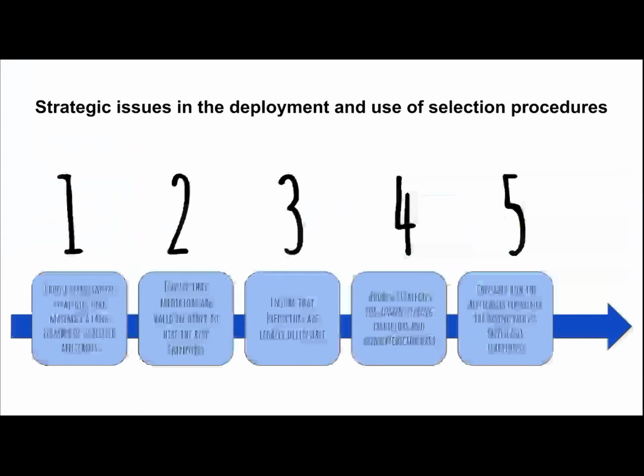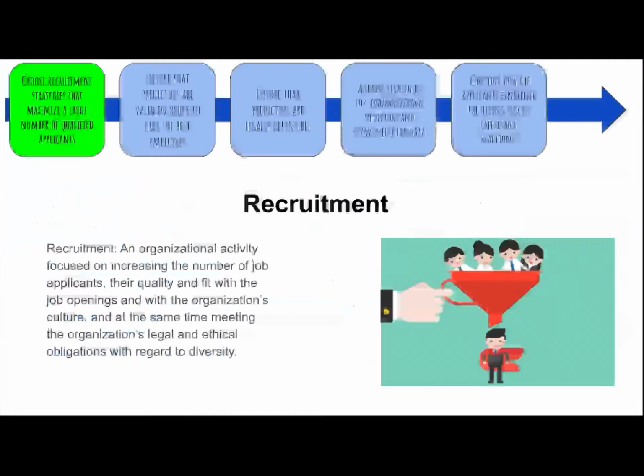This is definitely the trickiest part. We'll spend some time on number 4. And finally, it's important to consider how applicants experience the hiring process. This is called applicant reactions, and we'll discuss this at the end of the chapter. So, as I mentioned, the first issue is recruitment.